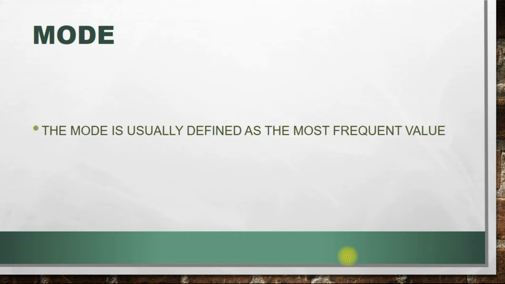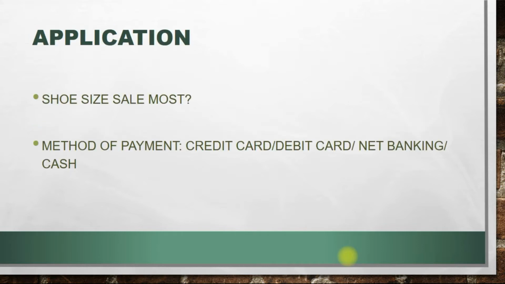So, what is mode? The mode is usually defined as the most frequent value. For example, suppose the owner of a shoe shop wants to know which shoe size sells most in his or her outlet. Clearly, the answer is the most frequently selling shoe size, and the most frequently occurring value for a particular variable is its mode. So, in this case, we should use mode.